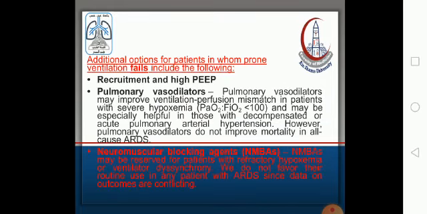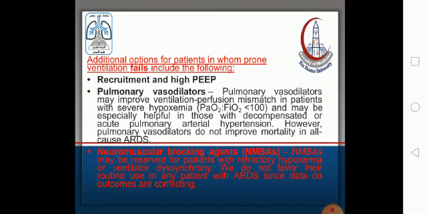Additional options when previous lung protective strategies and prone ventilation have failed are recruitment maneuvers and high PEEP, with titration of the PEEP of the patient with as low an FiO2 as we can.